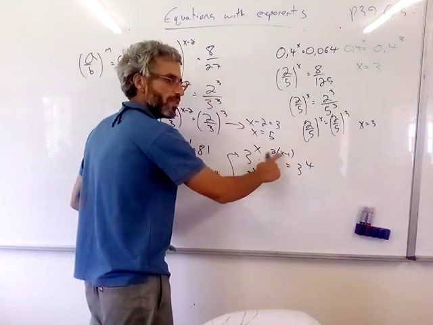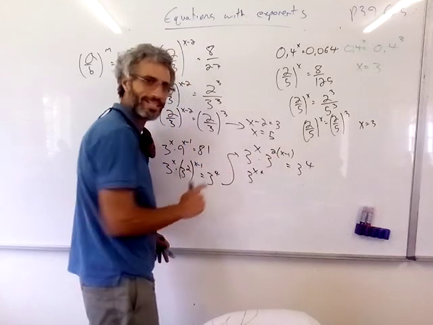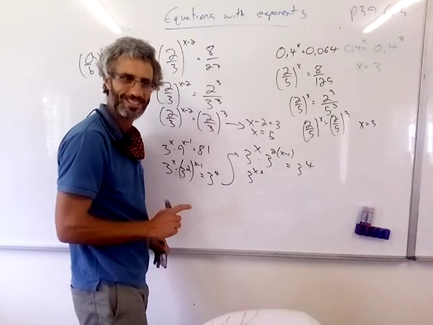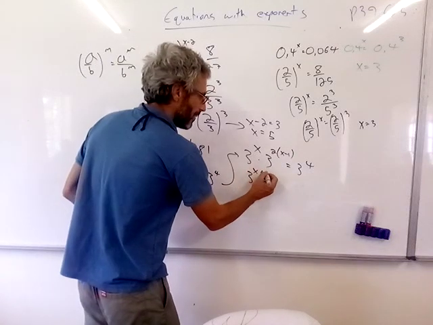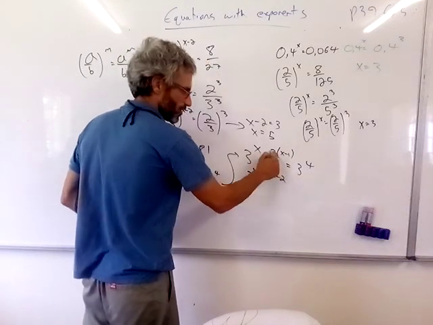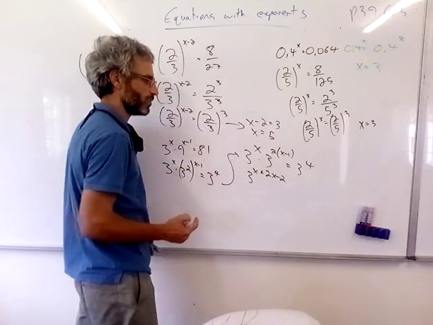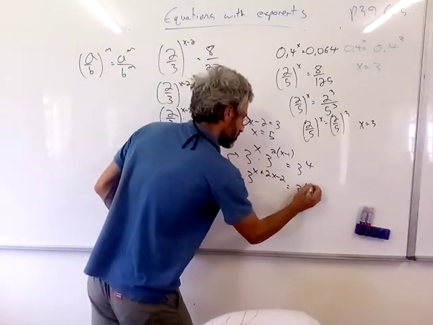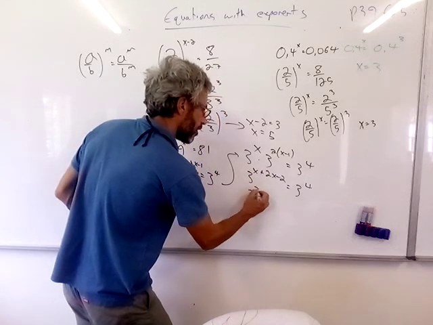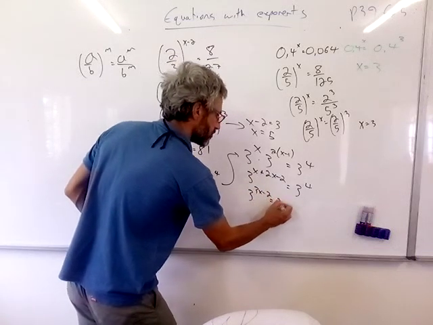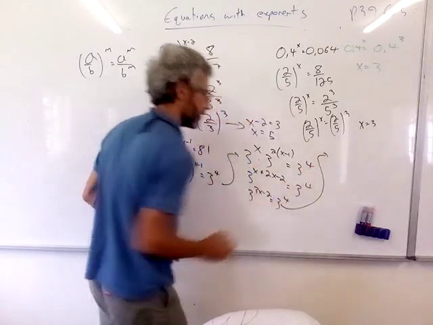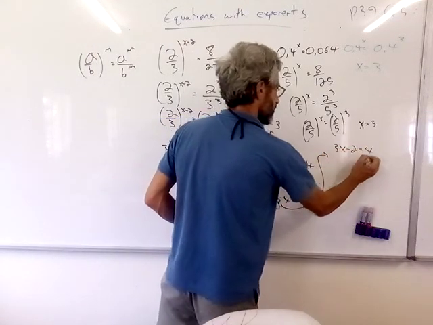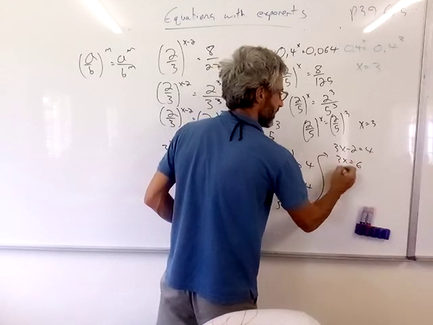Because I need to open this up and then add them, right? So plus 2x minus 2. I just opened that and then I added to the x here. Are we alright with that? Okay? 3 to the power 4. I've got 3 to the power 3x minus 2 equals 3 to the power 4. Drop the base. 3x minus 2 equals 4, 3x equals 6, x equals 2.